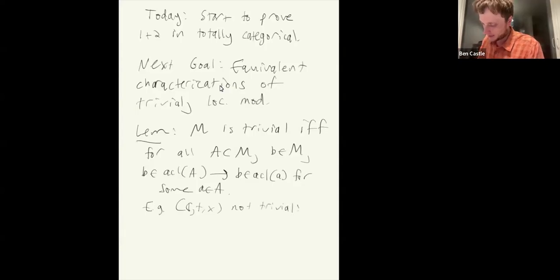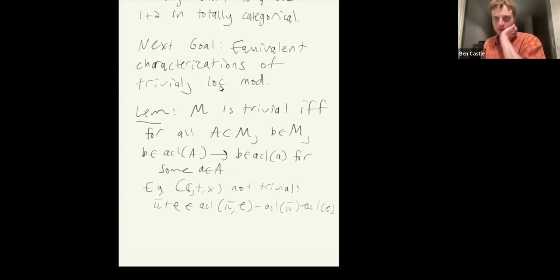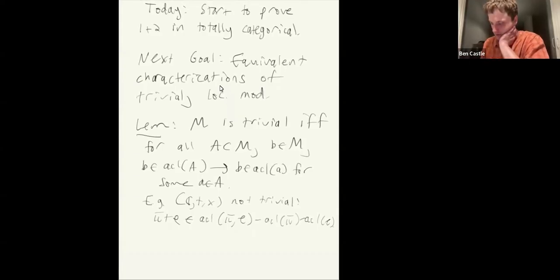Assuming that pi and e are independent, which I believe is an open problem, but I'm going to act like they are, pi plus e is in the ACL of pi e, but it's not in the ACL of pi, and it's not in the ACL of e, and that's enough to say that it's not trivial. If it was trivial, then because pi plus e is in the ACL of pi and e, it would have to be in the ACL of one of the two.